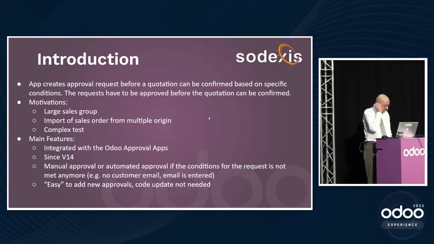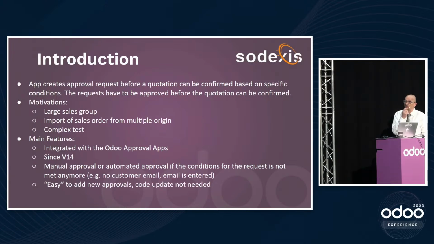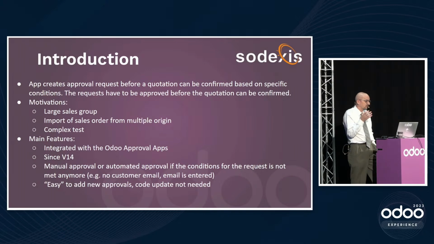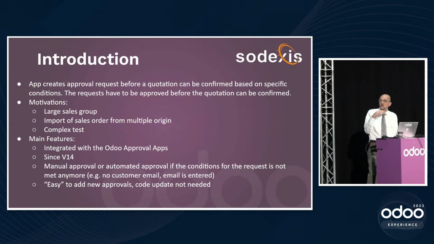So, introduction. This app is relatively simple. It creates approval requests before a quotation can be confirmed, based on specific conditions. So basically, you're not able to confirm a quotation unless all those requirements are met, okay?